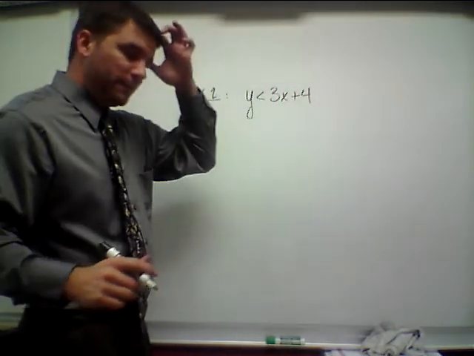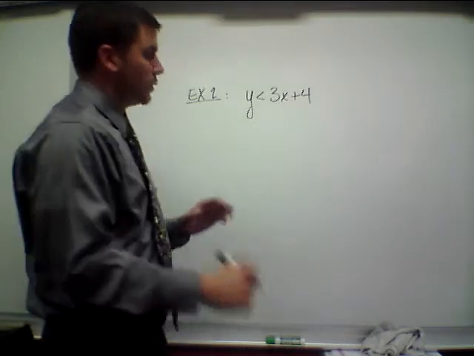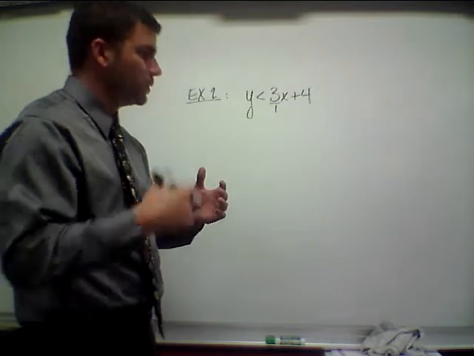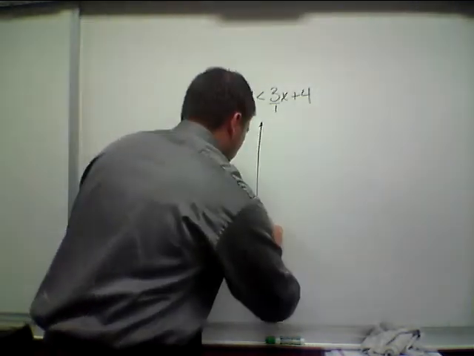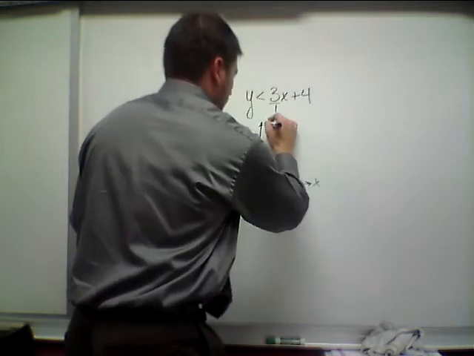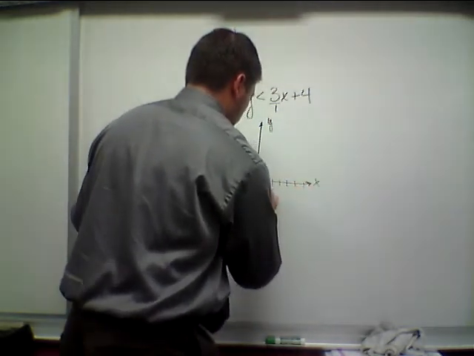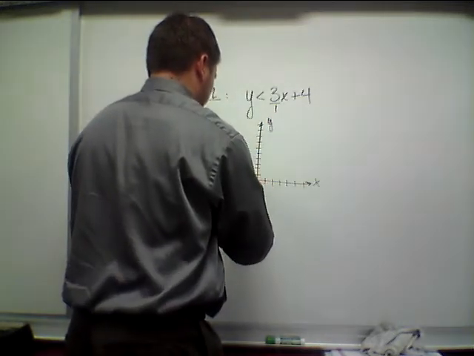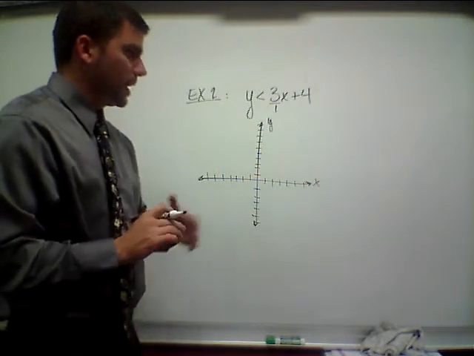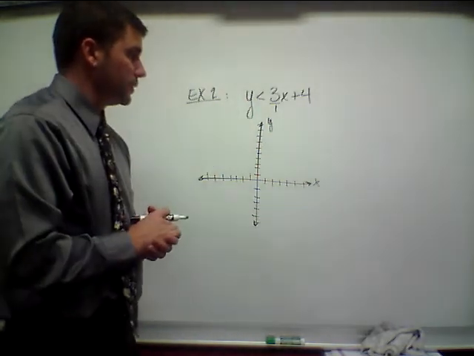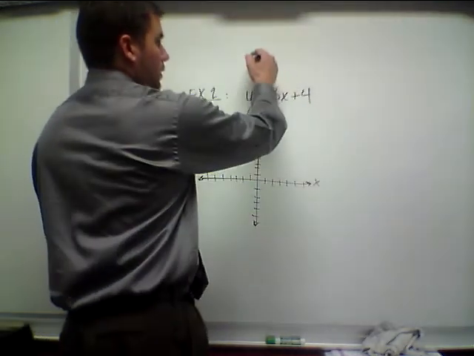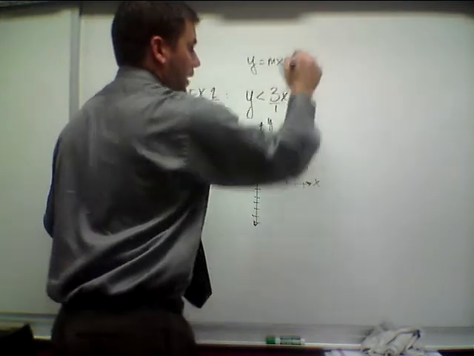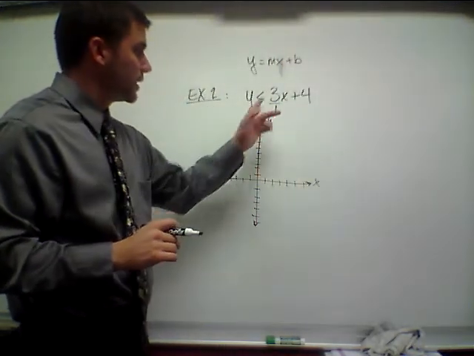We'll start off with something fairly simple. Y is less than 3x plus 4. First thing, I'm going to take that 3 and turn it into a 3 over 1. Keep in mind slope, rise over run. Next up, I have a graph, and I need to just simply graph what I see here. So treat this just like a y equals mx plus b type of problem, but instead we've got an inequality.